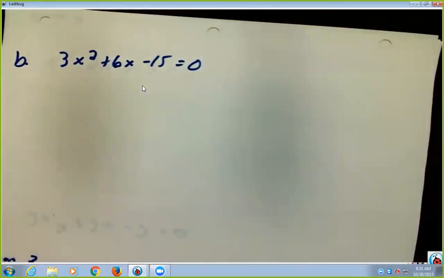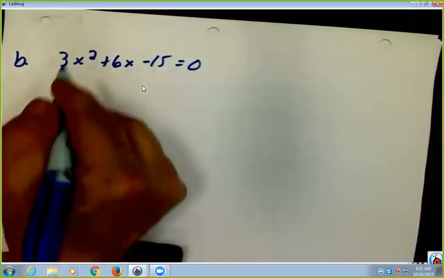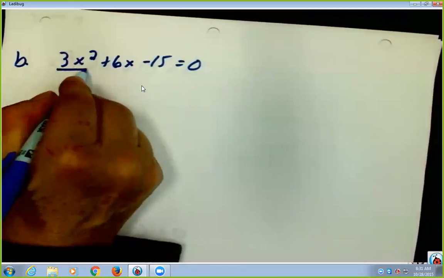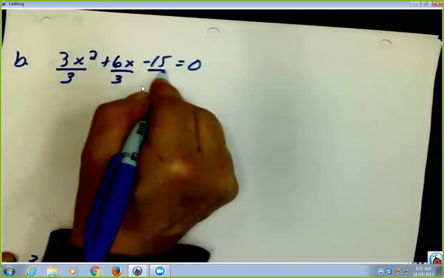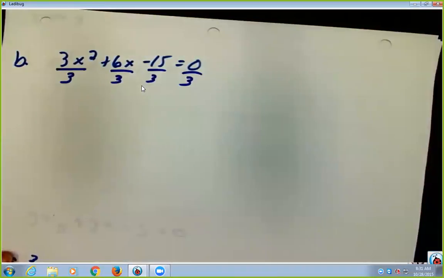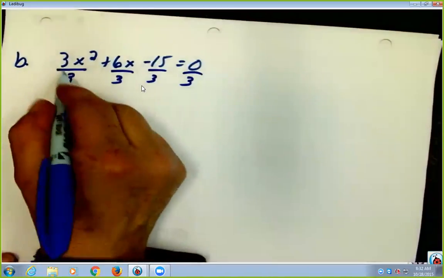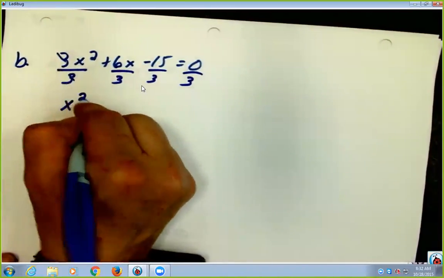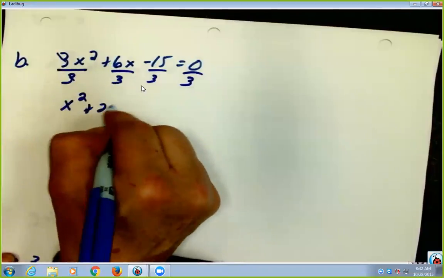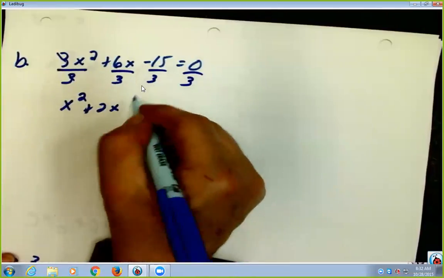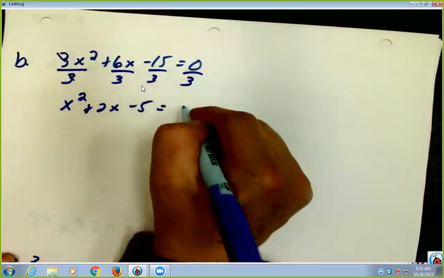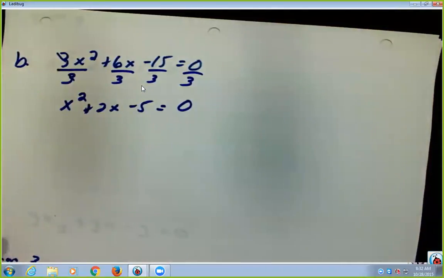So in this one, is my x squared single? Not single, is it? It's got this 3 in front of here. So in order to work with these, I need to take every piece, divide each thing by 3, the 0 included. So these will cancel. 6 and 3 gives me a 2x. Negative 15 and 3 is a negative 5. And it's still equal to 0.